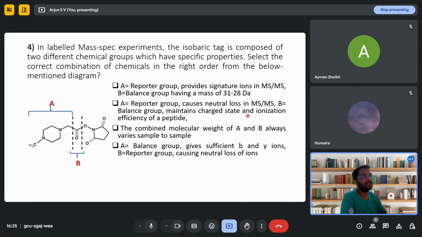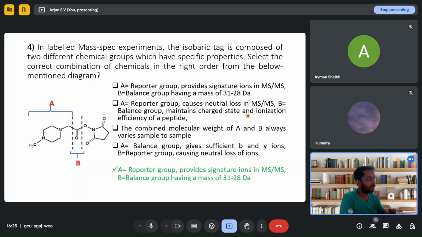So the next question: in labeled mass spec instruments, the isobaric tag is composed of two different chemical groups which have specific properties. Select the correct combination of chemicals in the right order from the below mentioned diagram. So this is also a very theoretical question. The answer will be your A will be your reporter group and B will be your balance group. The balance group is just to ensure that the correct mass is obtained, and the reporter group is just to provide the signature ion peaks in your mass spectrum.